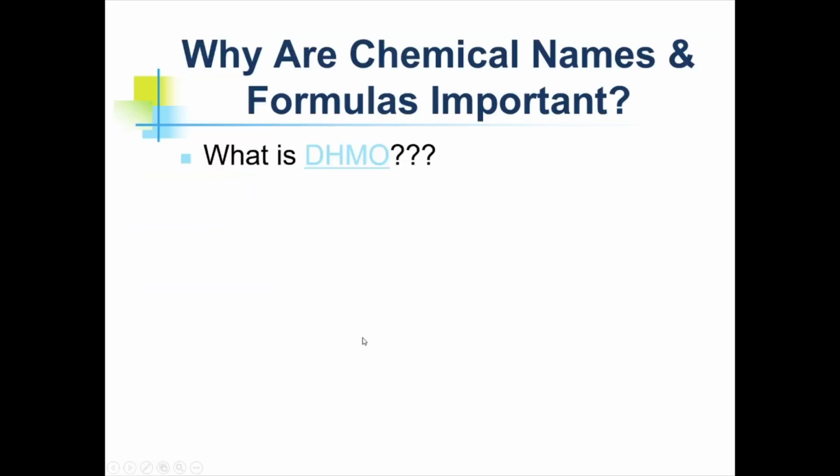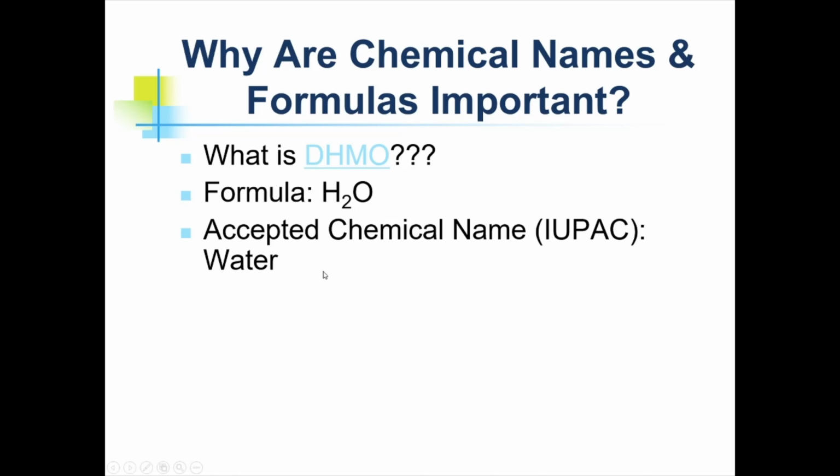All right, so why do we want to be careful with the chemical names? Well, the formula for dihydrogen monoxide is H2O. You might already know what H2O is, and in case you don't, H2O is just water. That's the accepted chemical name or IUPAC name for water. IUPAC is basically the standard for naming compounds. Again, the formula is H2O, that's water.